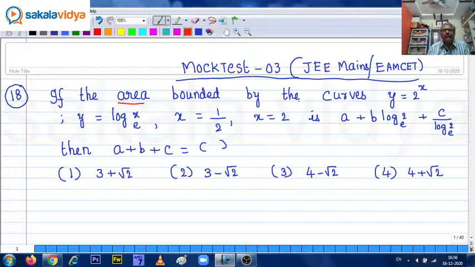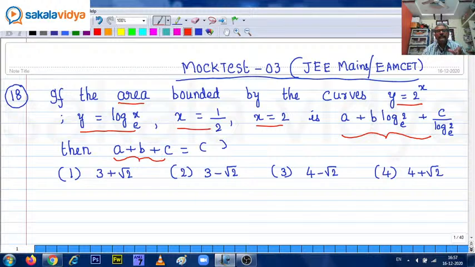See, the area bounded by the curves y is equal to 2 power x, y is equal to log x to the base e, in between the lines x is equal to 1 upon 2, x is equal to 2 is given by a plus b log 2 base e plus c upon log 2 base e. Then we need to find a plus b plus c values. So first of all we need to find the area enclosed between the two curves and the two lines, then equate it to a plus b log 2 base e plus c upon log 2 base e. Comparing on both sides we get a, b, c values, and we need to add them. So first let us draw the graph.